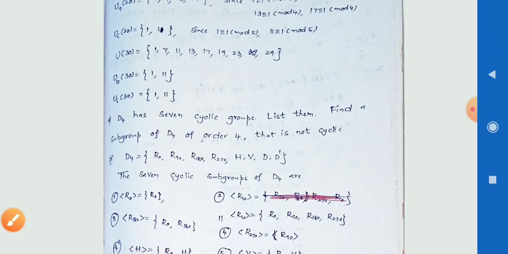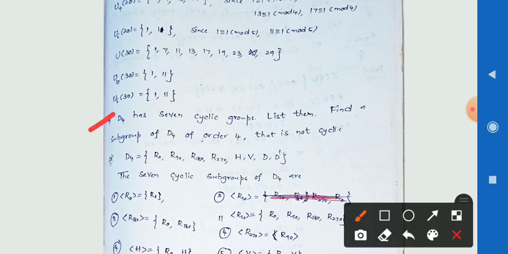Now this problem: D4 has 7 cyclic subgroups. List them. Find a subgroup of D4 of order 4 that is not cyclic. Here D4 means the dihedral group. D4 has 7 cyclic subgroups. Here in D4 we have 8 elements.